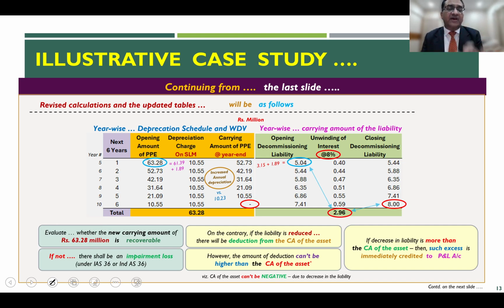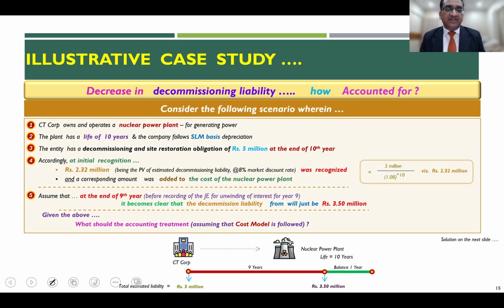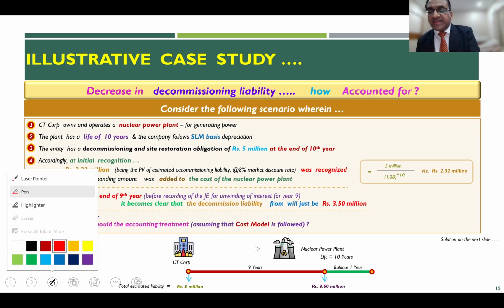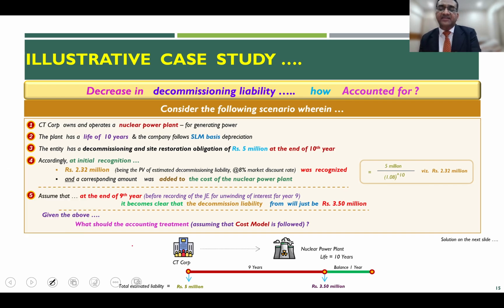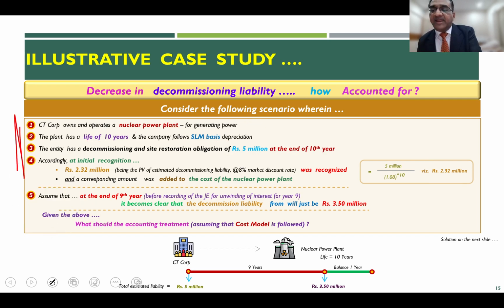Now this is the case of increase. Now let us see what happens if there is a decrease. Similar principle we will apply. In this case, the similar case study, same way, nuclear power plant with 100 million as the cost, life 10 years, SLM basis of depreciation, 5 million was your original estimate. At the end of the 10th year, same 2.32, what we saw in the previous case study, we are continuing this. What is changing is this. So the point number 5 says, all other things remaining same.